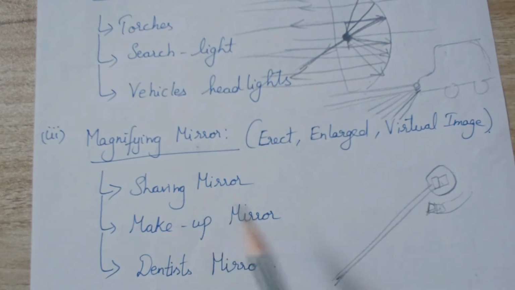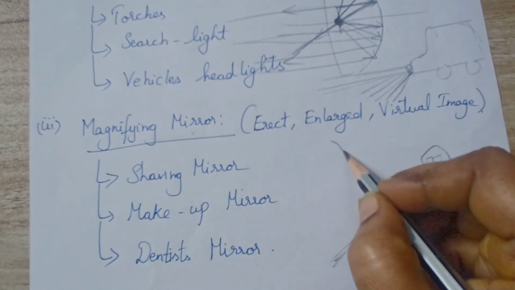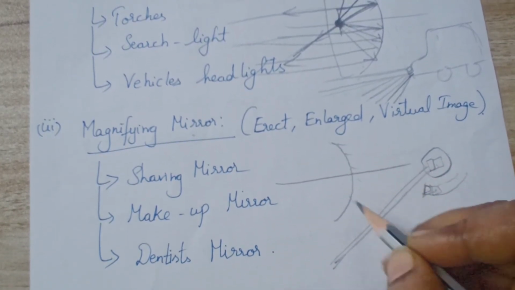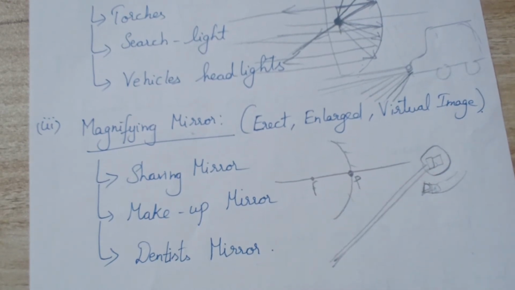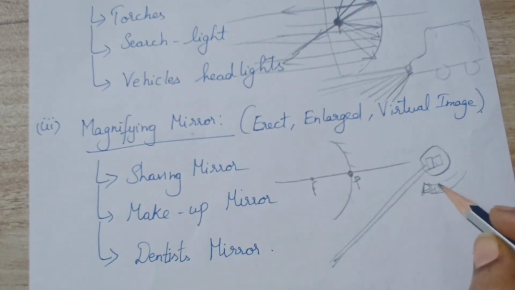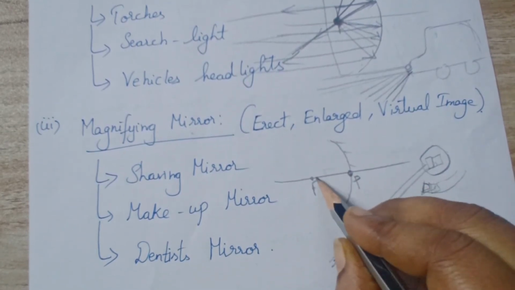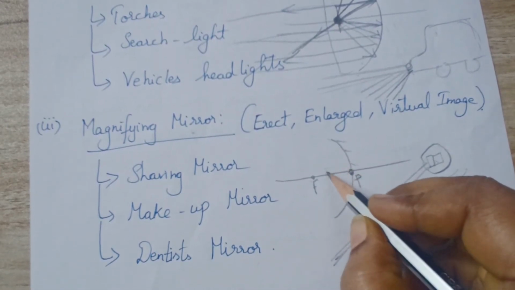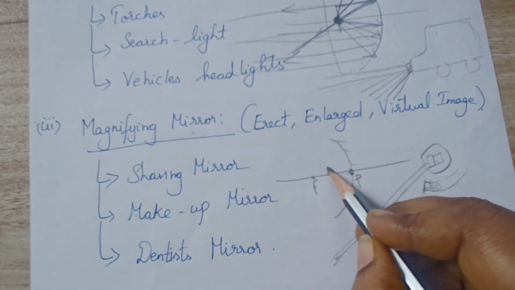You will get this enlarged, erect and virtual image when the object is placed between the pole and the focal point. Okay, so he will keep it near to the teeth. So this tooth will be present in between the focal point of the mirror and the pole of the mirror. So somewhere here you will get the image. Where will you get the image? Do you remember this concept?